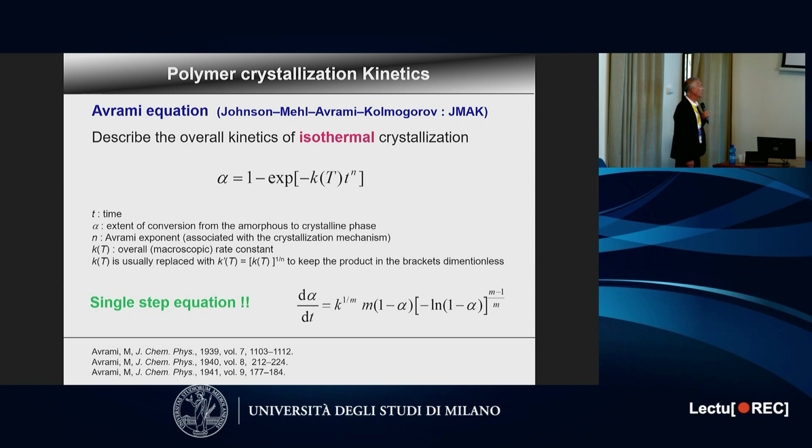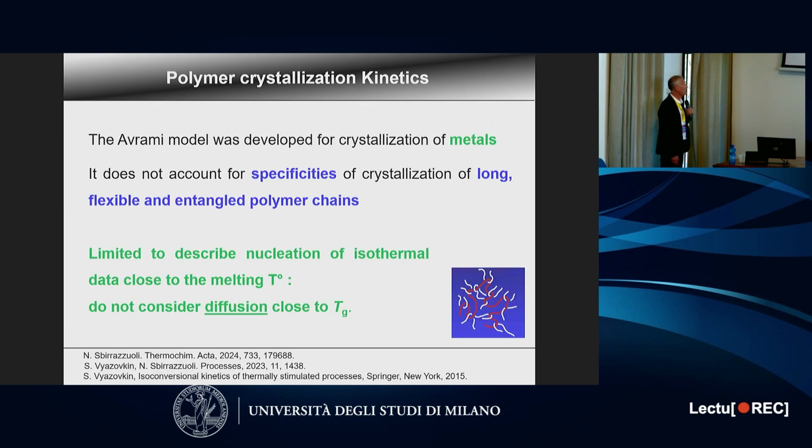Because I have to recall that it was developed to describe isothermal crystallization. And if you look at this equation, you will see that you have only one rate constant. So it is a single-step equation. So if you have a multi-step process, this method must not be used. You have to remember also that the Avrami model was developed for crystallization of metals and does not account for specificities of crystallization of polymers, because we have long chains and so on.